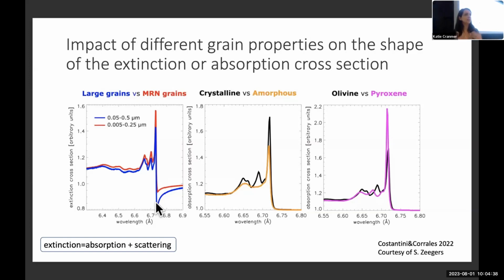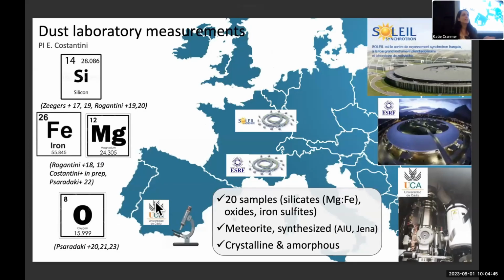So this is a way to understand what size of grains we have. That's all great, but in order to actually study the dust grain properties in the ISM, we need dust extinction models to fit our high resolution X-ray spectra from Chandra and XMM.